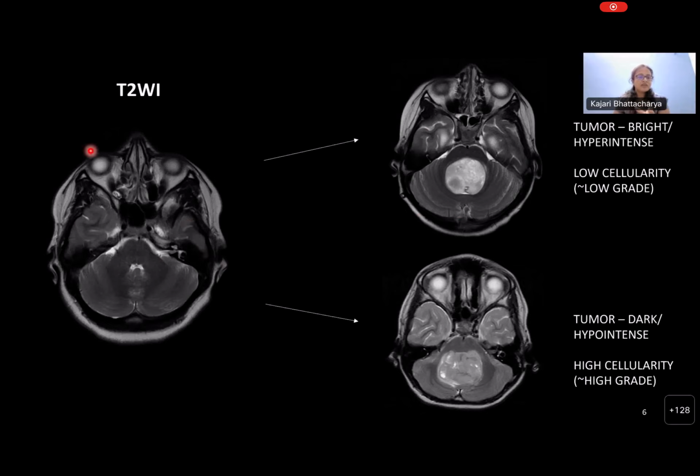So for example, this is a normal MRI of the infratentorial part of the brain, where we see the fourth ventricle, the pons and the cerebellum. So these are two lesions. Both are midline lesions. Both are located within the fourth ventricle. However, if you observe carefully, this one appears a little bit bright. So whatever appears bright is called hyperintense. Whatever appears dark is called hypointense.